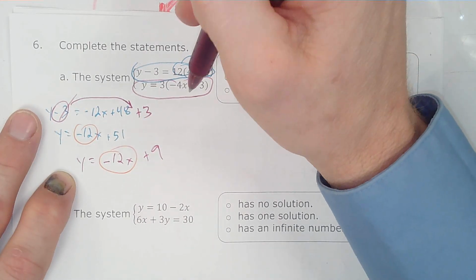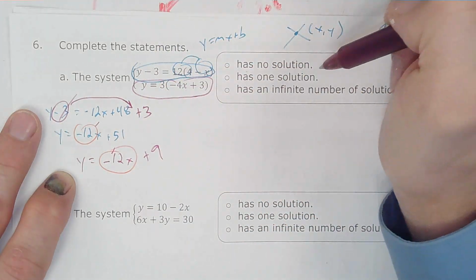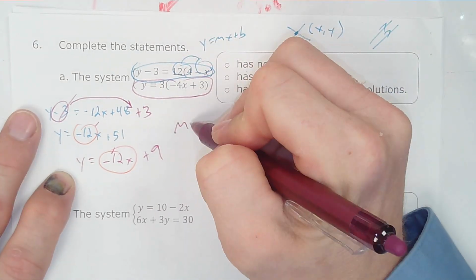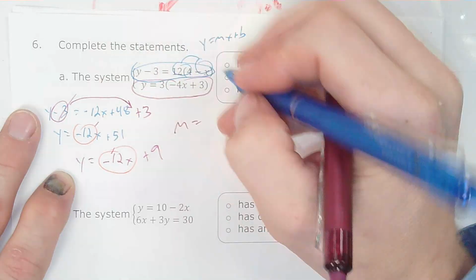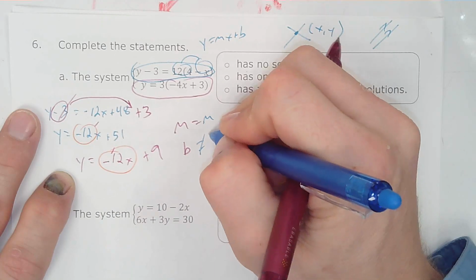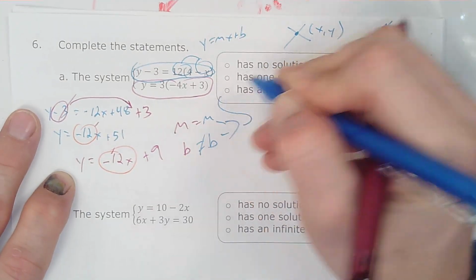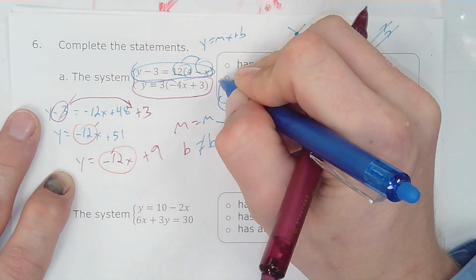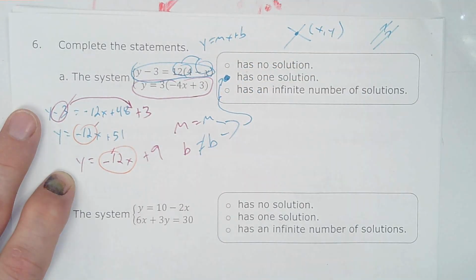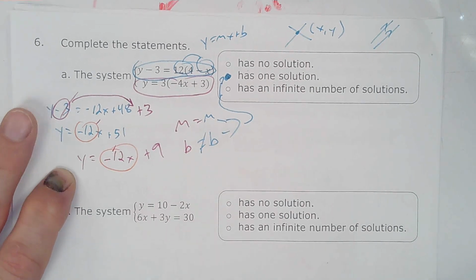Because these have the same slope but different y-intercepts, the slope equals the slope, but the b does not equal the b. Therefore, this has no solution because they do not intercept. Parallel lines do not intercept.